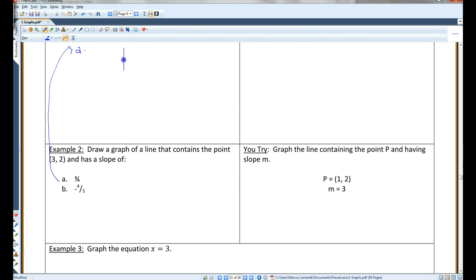Okay, so we know it contains the point (3, 2). So I'll go 1, 2, 3, 1, 2. There's my point. If it has a slope of 3/4, this is the rise and this is the run. So I'm going to go up 3, 1, 2, 3, and over 1, 2, 3, 4. There you go. There's my line. Okay.